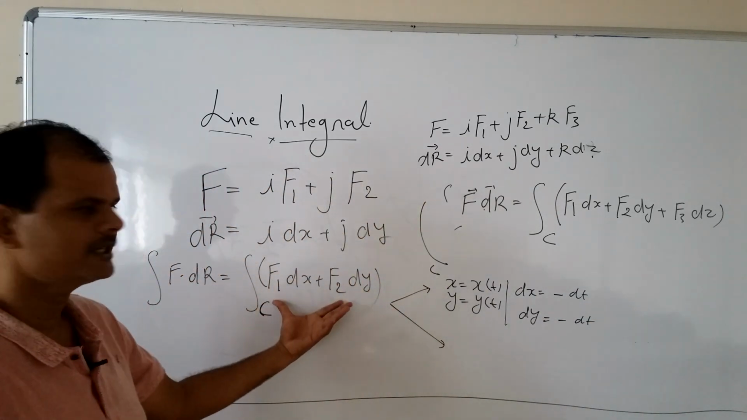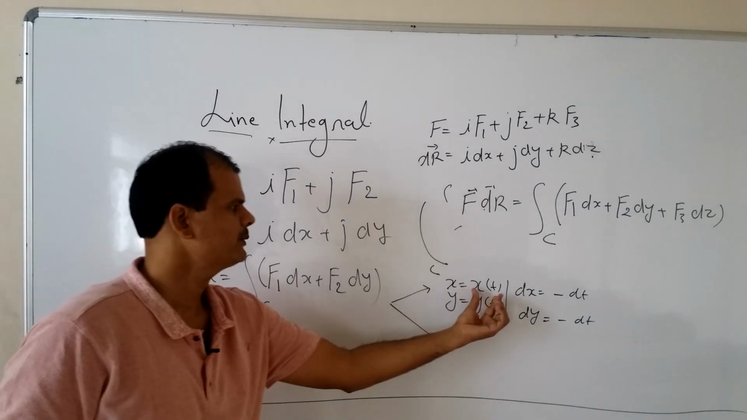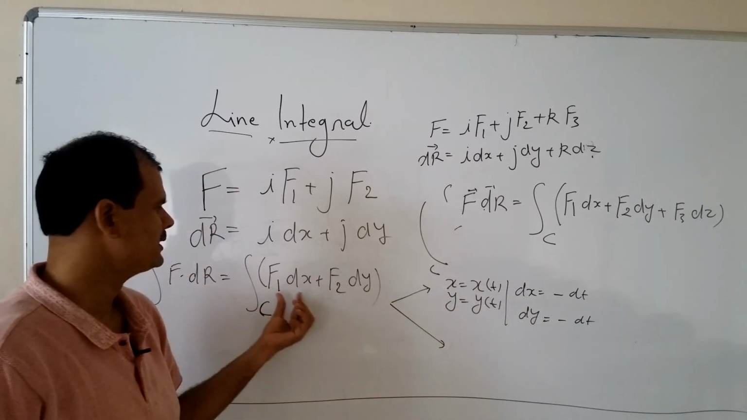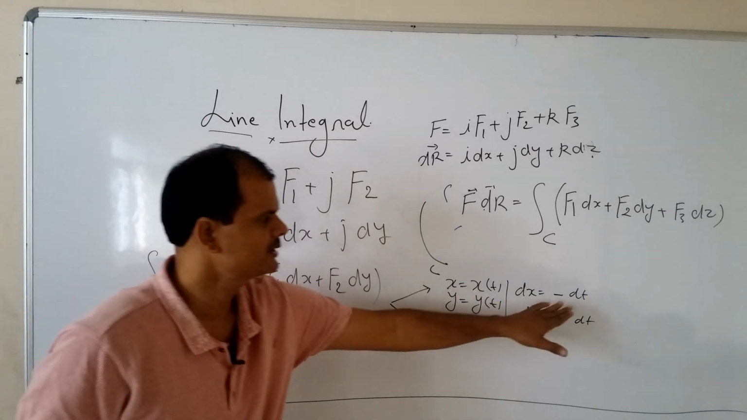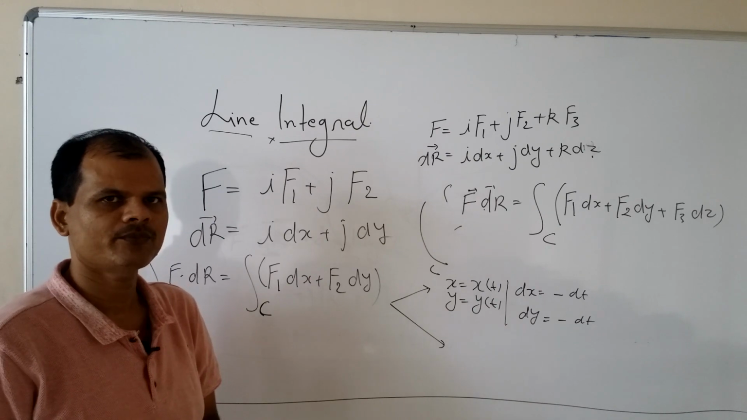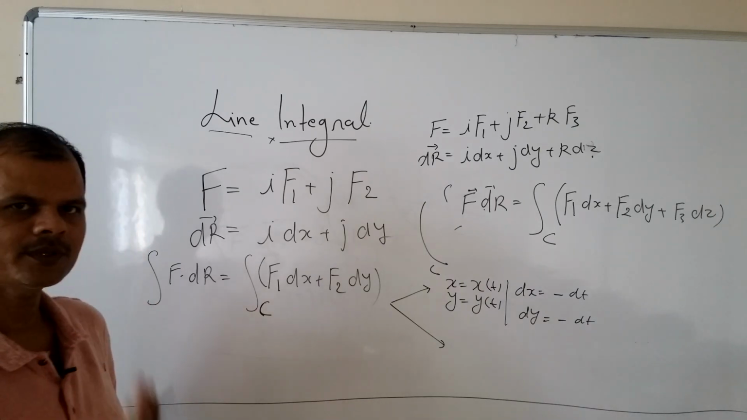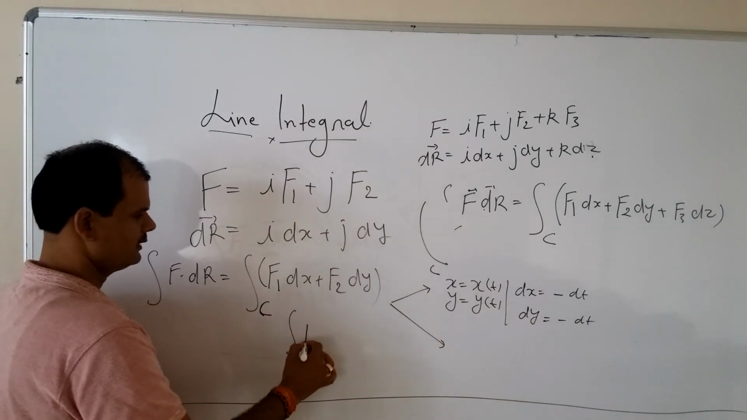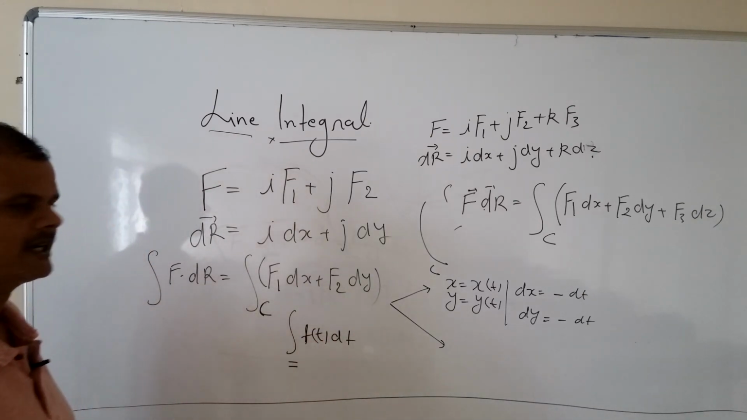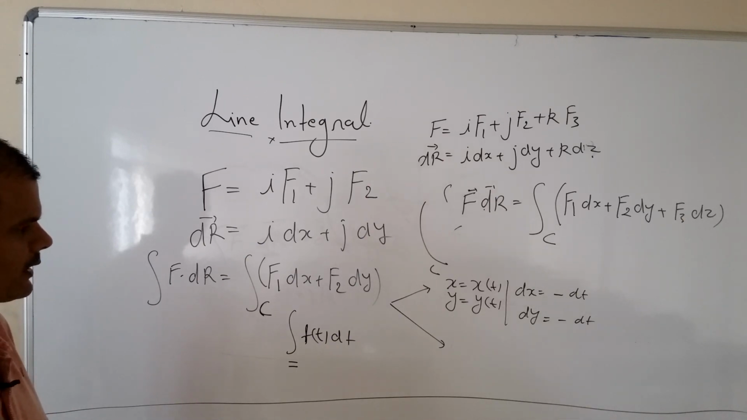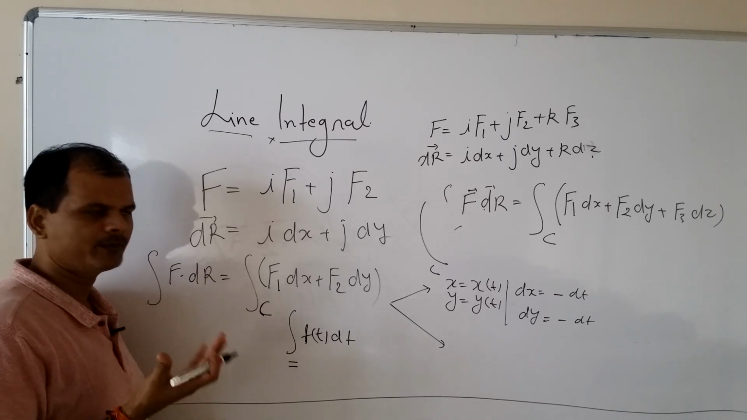So everything changes in t. F1 is a function of x and y; in place of x we can put the function of t, in place of y we can put the function of t, dx will be replaced by some function of t times dt, dy also replaced by some function of t times dt. So everything changes in t. So this is one way, and after that we get a single integration like f(t) dt, and you need to find the t limits, which depend upon the given problem. So this is one way: if you get the parametric equation of the given curve, we can solve it.